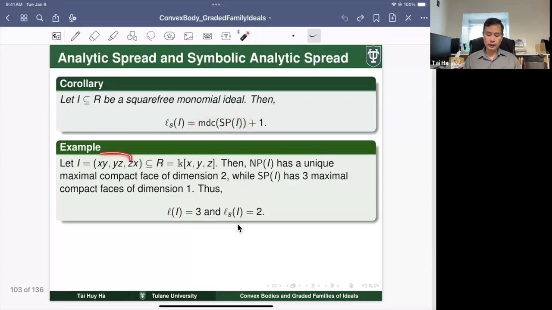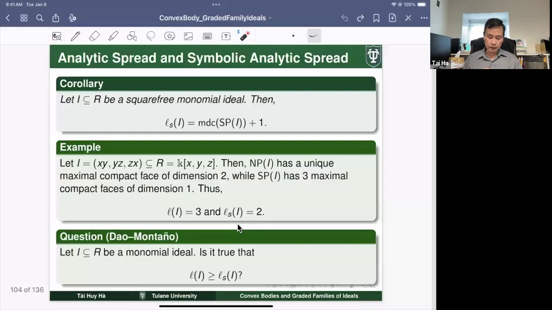So if we go back to one of our examples from before, where the ideal is generated by three monomials, xy, yz, and zx, I've already given you the picture of two polyhedra, the Newton polyhedron and the symbolic polyhedron. The Newton polyhedron has one compact face of dimension 2, that's a triangle, and so the analytic spread is 3. The symbolic polyhedron, on the other hand, has compact faces of dimension at most 1, being line segments, so the symbolic analytic spread number is 2 in that case.